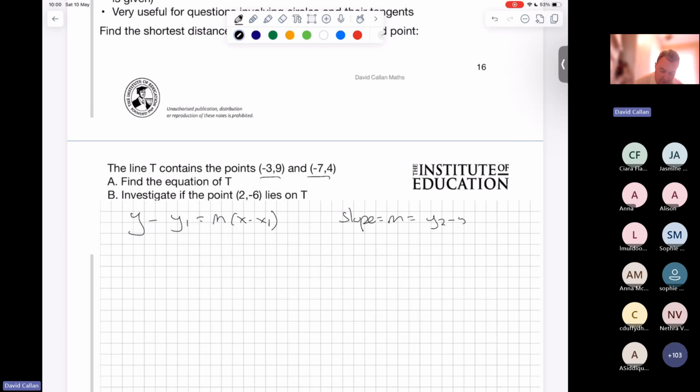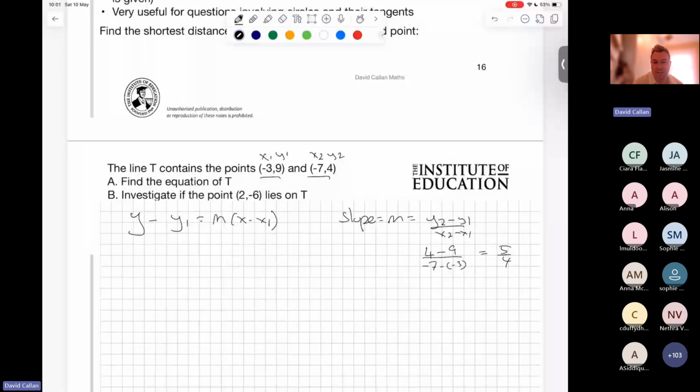So y2 minus y1 over x2 minus x1. And it's not given in the question, so we have to calculate it ourselves. Right, x1, y1, x2, y2. So we end up with 4 minus 9 over x2, which is minus 7, minus 3. So I believe we end up with 5 over 4. That's fine. That's your slope.